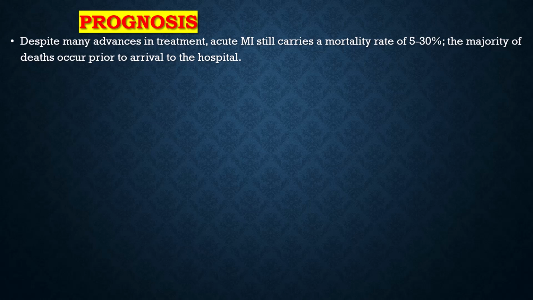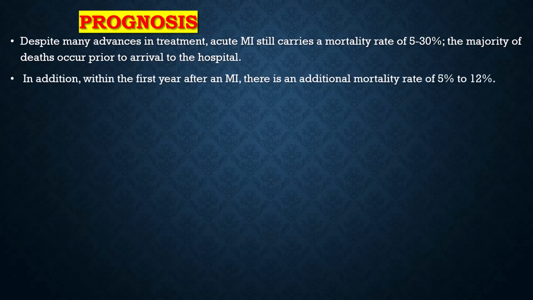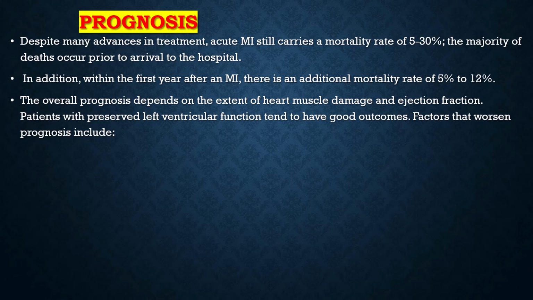Prognosis. Despite many advances in treatment, acute MI still carries a mortality rate of 5 to 30%. The majority of deaths occur prior to arrival at the hospital. In addition, within the first year after an MI, there is an additional mortality rate of 5% to 12%. Overall prognosis depends on the extent of heart muscle damage and ejection fraction. Patients with preserved left ventricular function tend to have a good outcome.